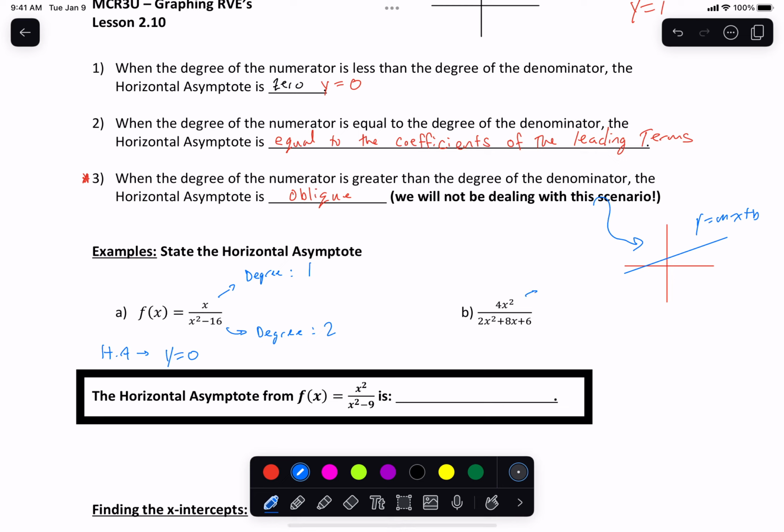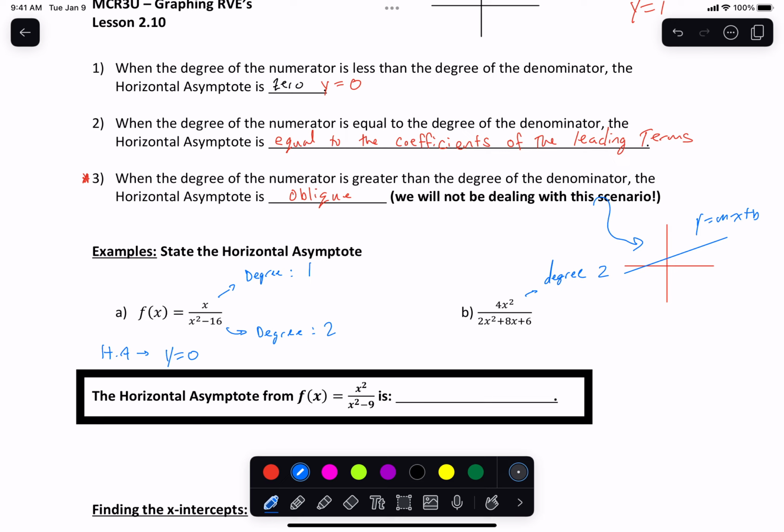Degree here. What's the degree in the numerator? Dylan? 2. That's 2 again. So it's squared. Remember, degree is talking about how many repeated multiplications there are, if you will. Because it's x squared, there's x times x, that's a degree of 2.